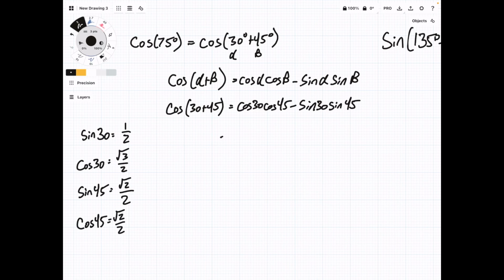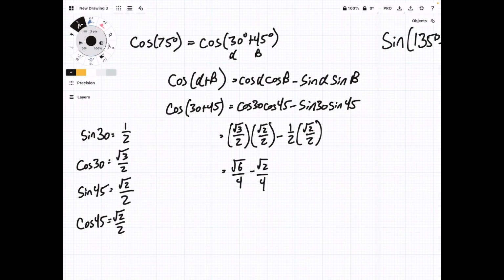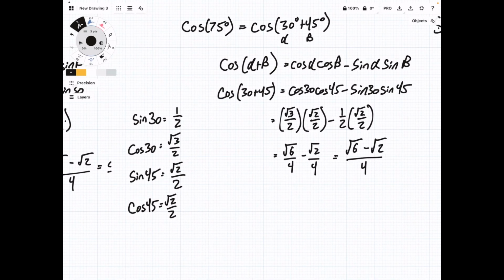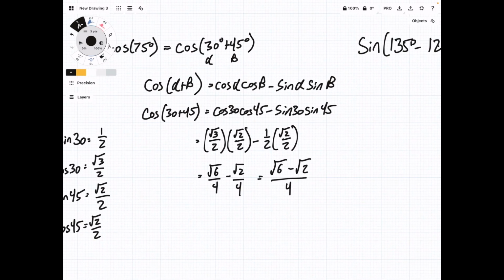So let's plug them in. This is square root of 3 over 2 times square root of 2 over 2 minus 1/2 times square root of 2 over 2. This is going to be square root of 6 over 4 minus square root of 2 over 4. And it looks a lot like the one before, just a little bit different. Actually, it's the same thing. So cool, and that is cosine of 75 degrees.